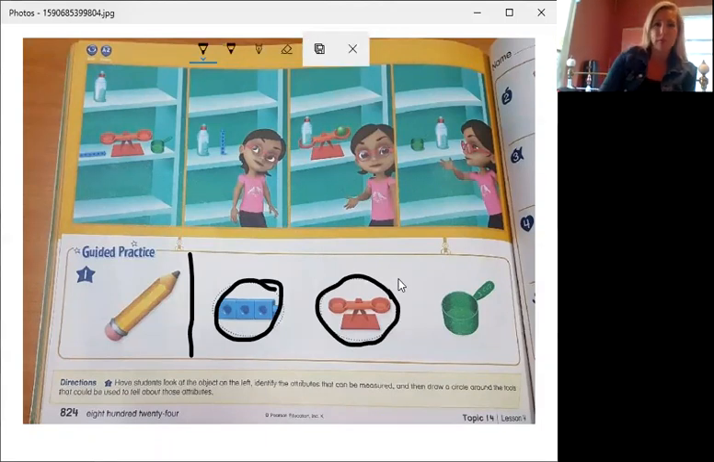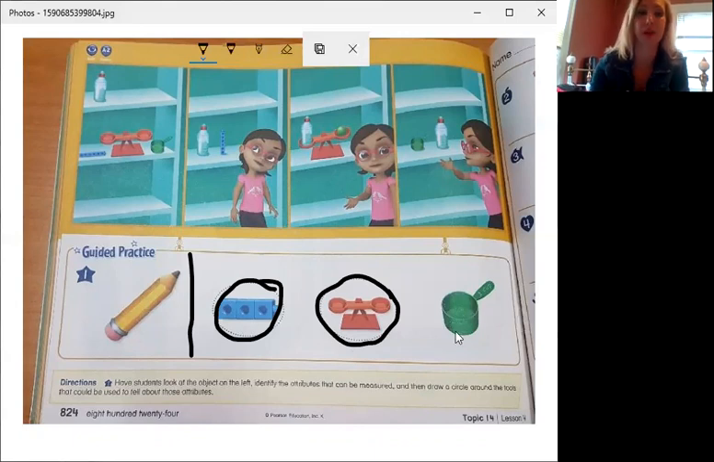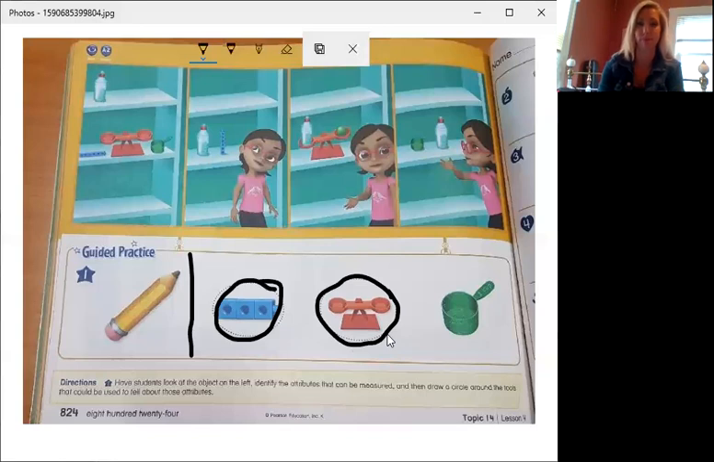Now, can we scoop up the pencil and put it in our measuring cup to measure its capacity? Well, that would be kind of hard to do unless we cut the pencil up in little pieces to fill it in the measuring cup. But generally, the pencil would be difficult to measure capacity, so don't circle the measuring cup. We can measure length and weight. Okay, good job.